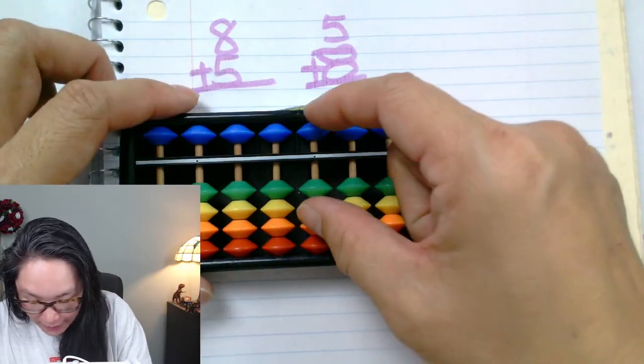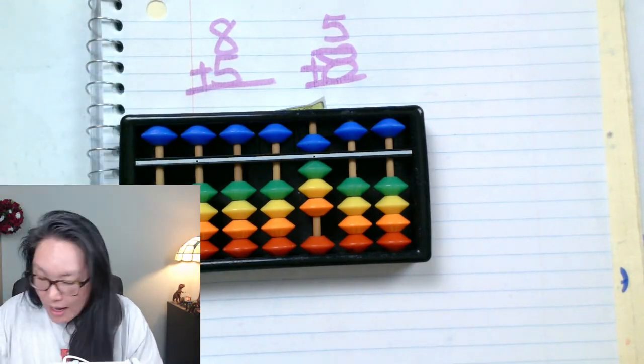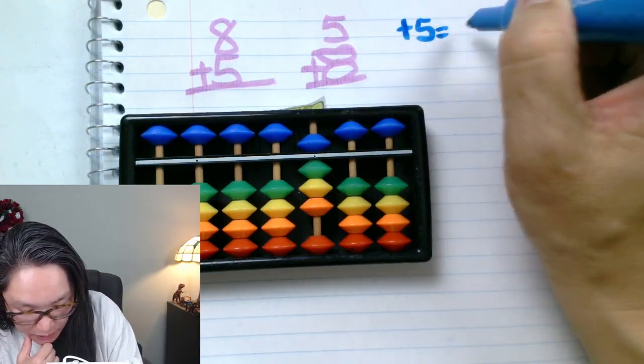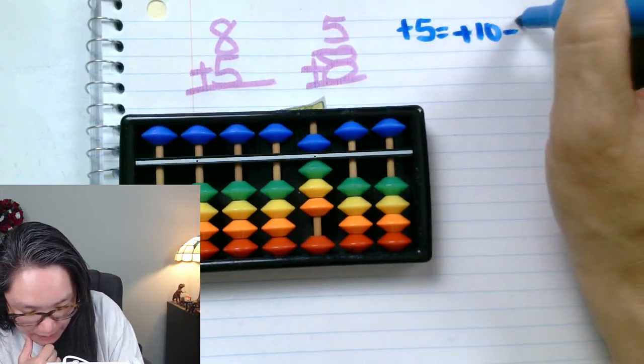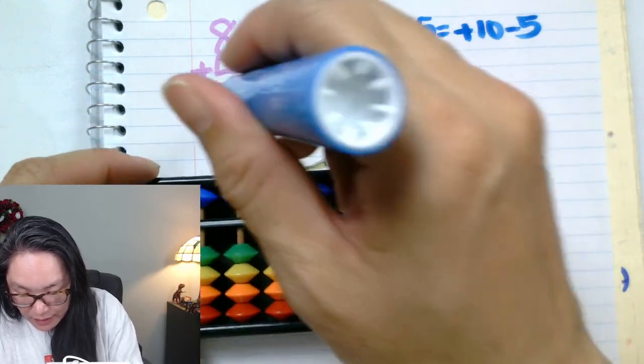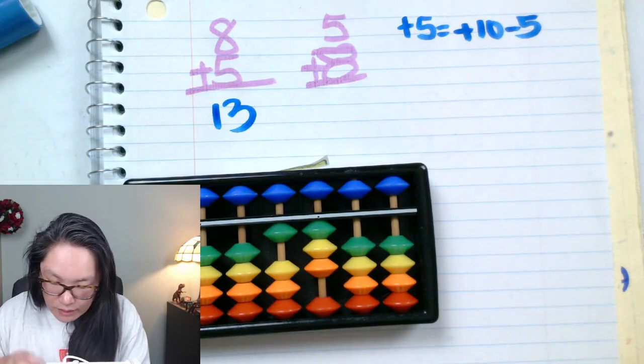So when we look, we have the 8 and I want to plus the 5. When I plus the 5, we know how to add the 5. How do we add the 5? We have to add the 5. Plus the 5 is equal to plus the 10 minus 5, right? So I'm going to plus the 10, take away the 5. My final answer is 13. Great. What's next? Okay, let's do the other one.